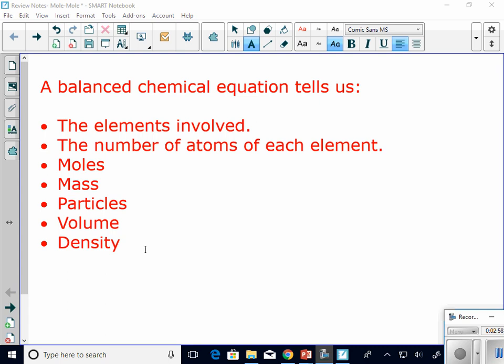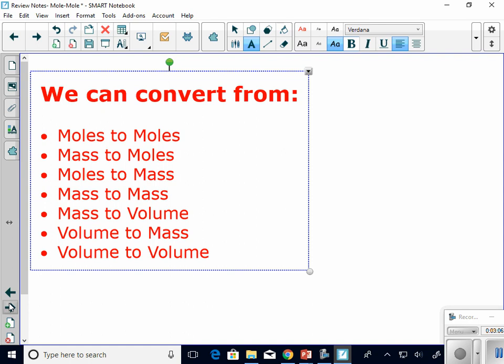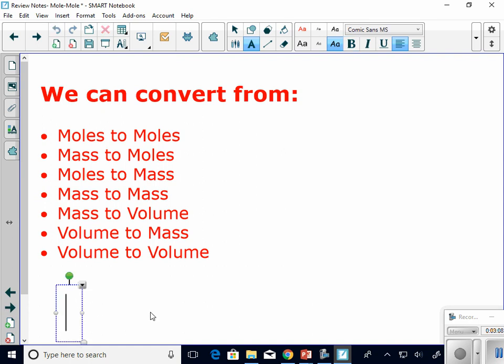Now, with these balanced chemical equations, we are going to use them to do some conversions. What are we going to convert? Well, today we're going to start off nice and easy and do what we call molar conversions. We're going to go from moles to moles. We're going to go from mass to moles, moles to mass. Mass to mass, mass to volume, volume to mass, volume to moles.